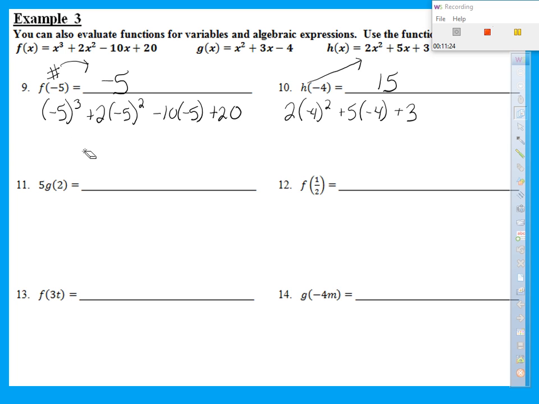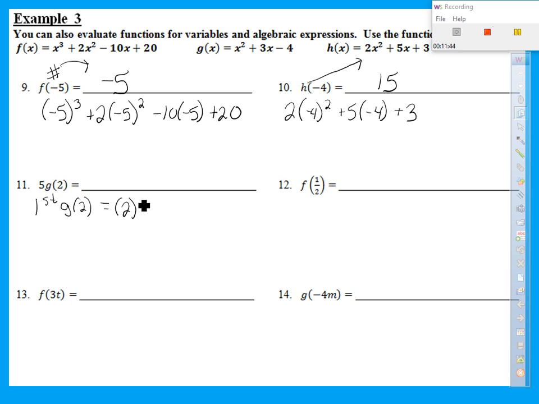Now, when I peek at number 11, notice that there's a 5 out there. Well, here's what we're going to do first. First, we're going to go get g of 2. So go hunt down the function that starts with the g. So we're right here. Throw away the x and plug in a 2.